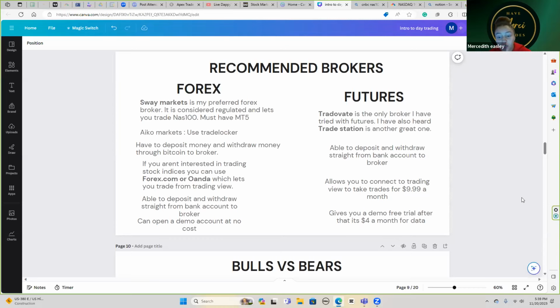You're able to connect to TradingView to take your trades for $10 a month. It gives you a demo free trial on Tradovate. And after that, it's $4 a month for the data, right? So futures, it's a little bit more, but again, I like it because I like to take my trades straight from TradingView, okay? The $10 is to sync it with TradingView. Yeah, so it's $10 a month to sync Tradovate to TradingView, because you can take your trades straight from Tradovate, but I don't really care for the platform. I'd rather just take them on TradingView.